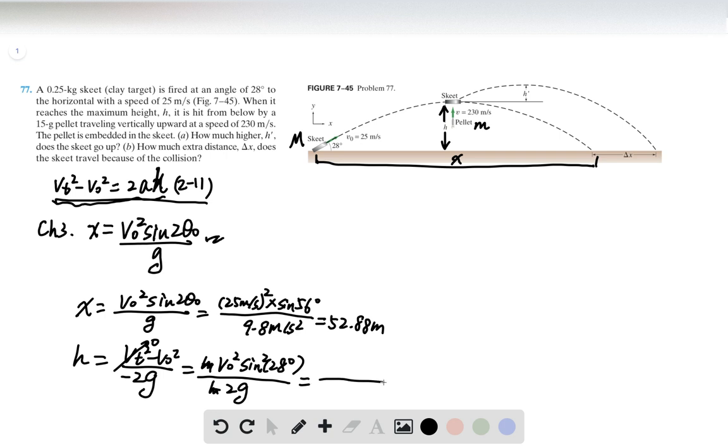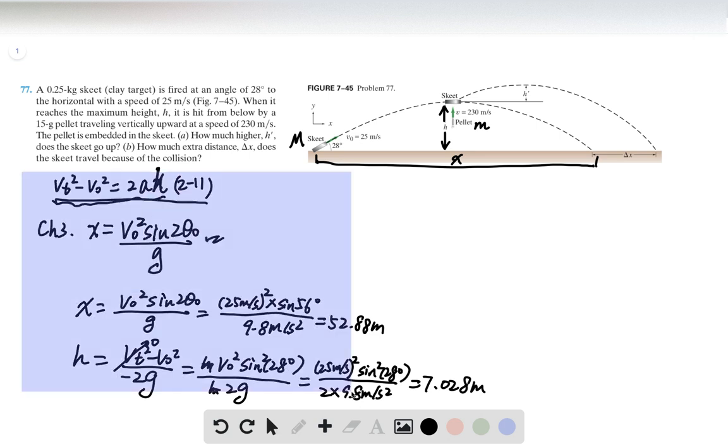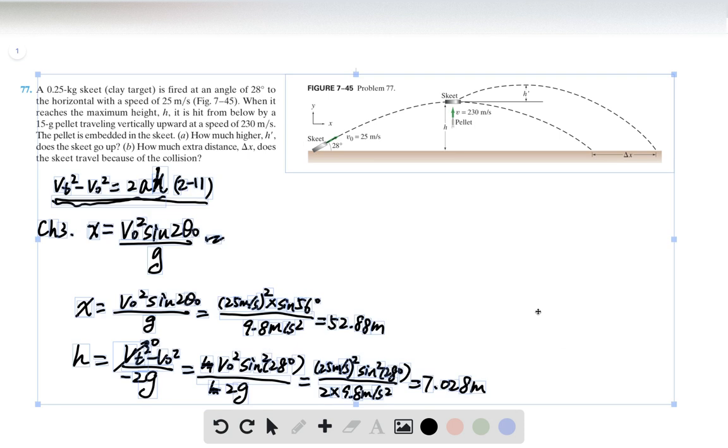Now we can plug in the numbers, and it gives us 25 meters per second squared, sine squared 28 degrees over 2 times 9.8 meters per second squared. So that is 7.028 meters. So this gives us the x and h. These are all the parameters of the original motion without the collision.